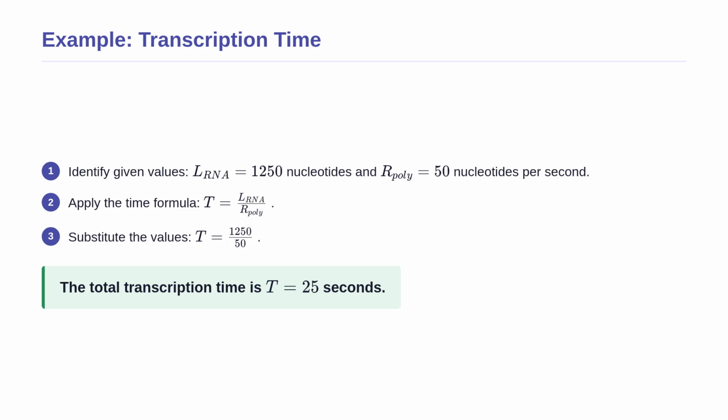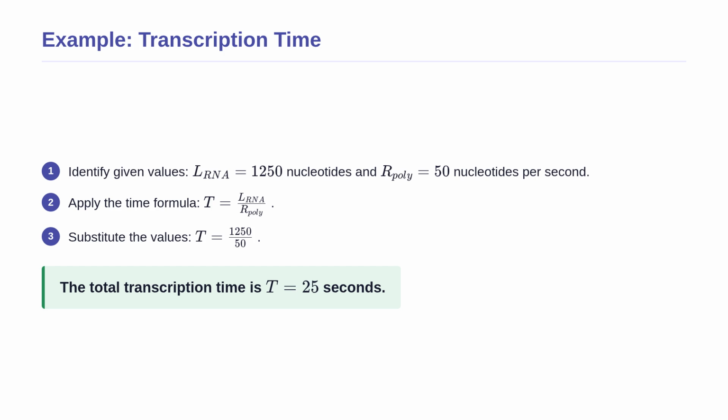Let us apply this time formula using the RNA transcript from our previous example. We know the transcript is 1,250 nucleotides long. We are asked to find the time required for transcription, given that the bacterial RNA polymerase travels at a constant rate of 50 nucleotides per second.